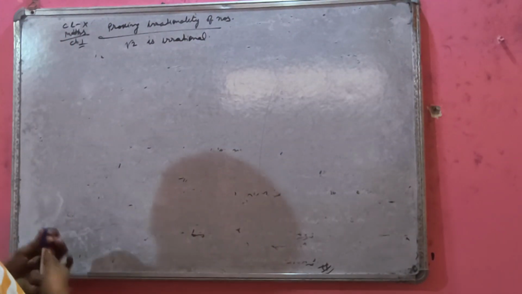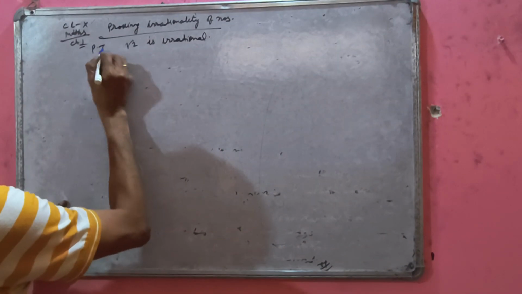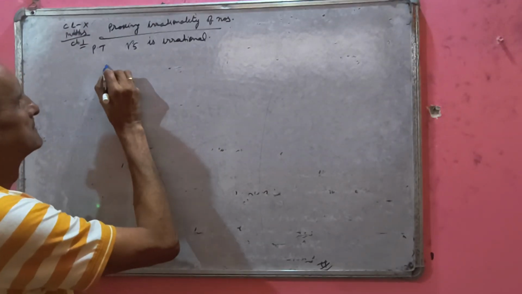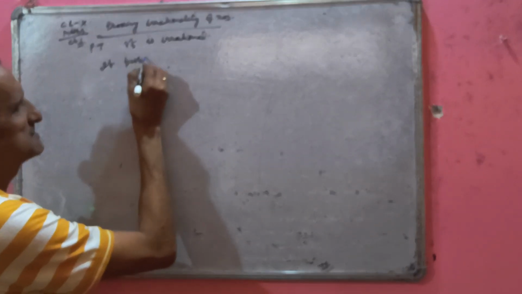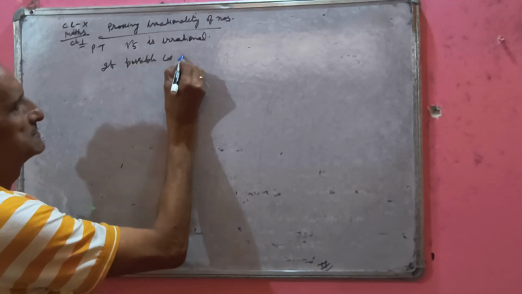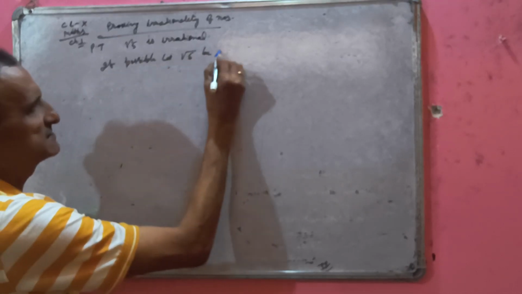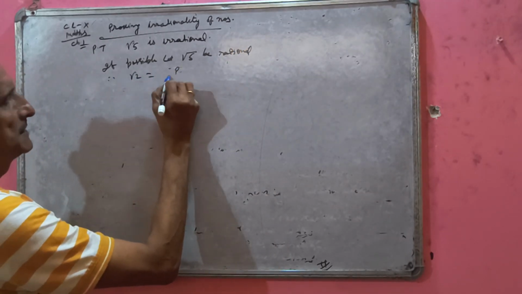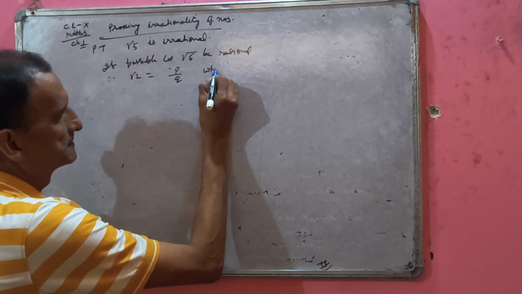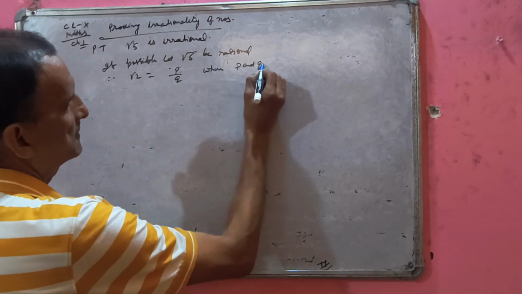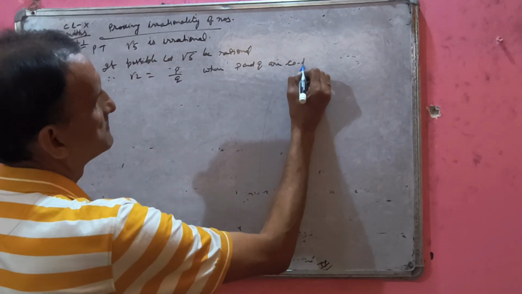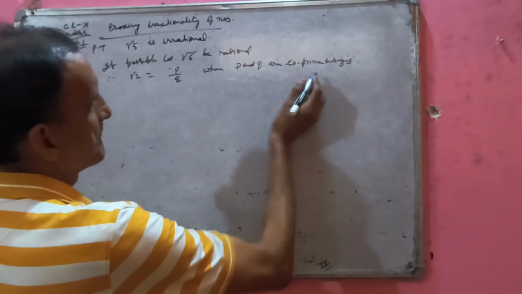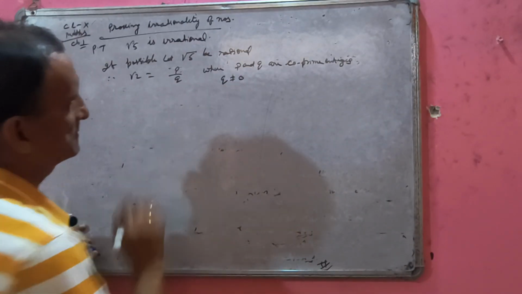This time the question is: prove that root 5 is irrational. Meaning same thing only, exactly same. If possible, we should start. If possible, let root 5 be rational. Therefore, root 5 will be in the form of p by q, where p and q are co-prime integers. q is not equal to 0, as usual, you have to write.